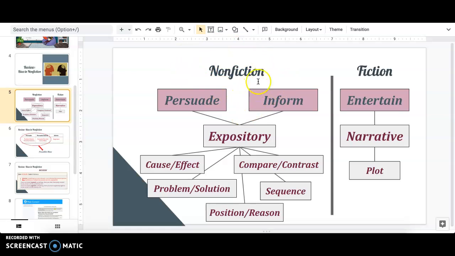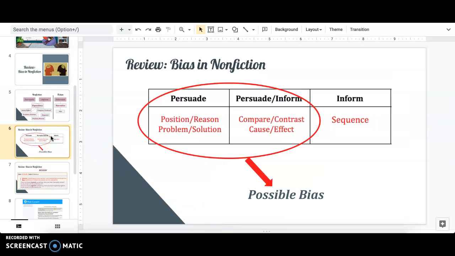The nonfiction category is the big one we're focusing on, and that is when they are trying to inform you of something, persuade you or convince you of something, or possibly a little bit of both. So the main structure that they use is called expository, which is just another word for informational. And then these are the 5 main structures we looked at: cause and effect, compare, contrast, position, reason, all of these. So what we talked about was how these different structures can fall under the categories of either inform, persuade, or sometimes both. What we want to look at are the texts that have any type of persuasion in them, because that is going to mean bias.